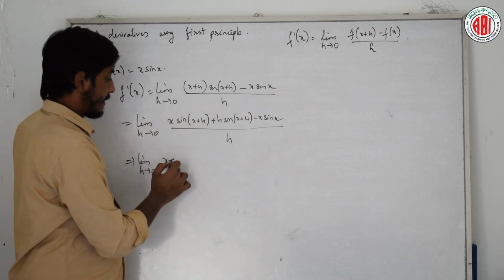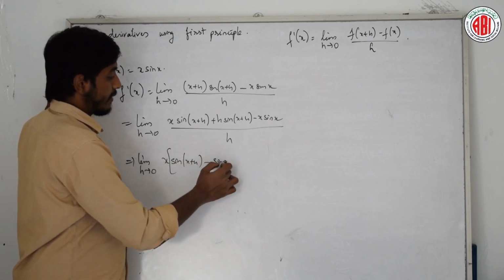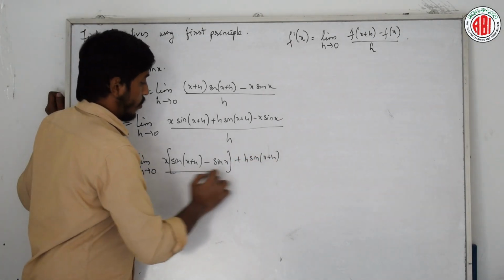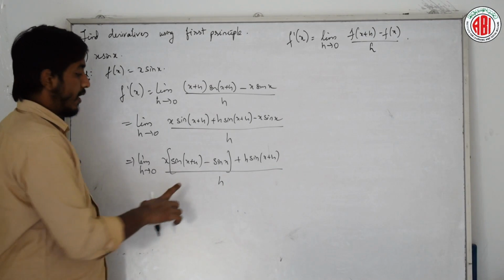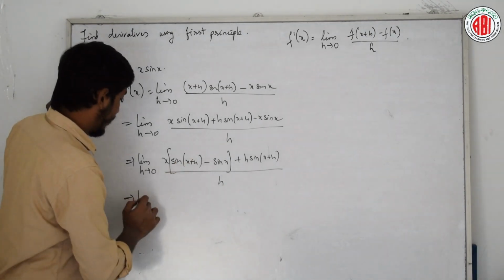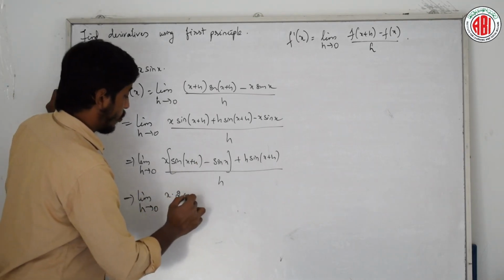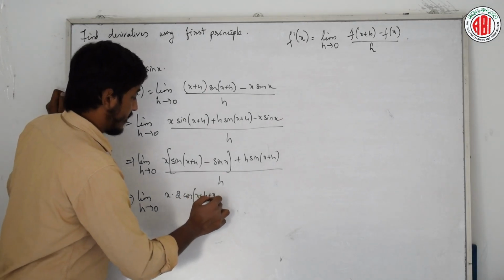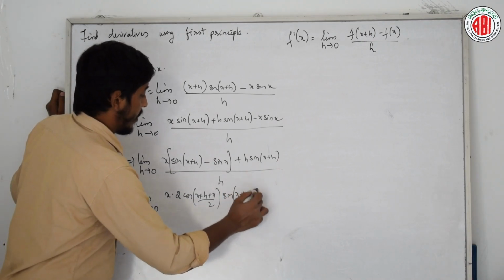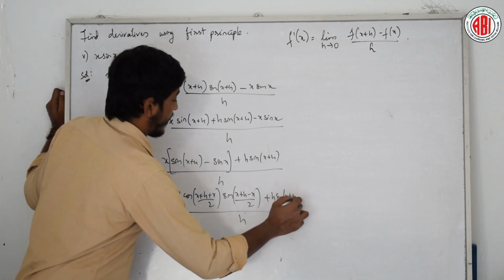Okay, limit h tends to 0, x sin(x+h) minus sin x plus h sin(x+h), whole divided by h. Now again, what is the formula of this, sin c minus sin d? Tell me what is the formula. Limit h tends to 0, x into sin c minus sin d, which is 2 cos((c+d)/2) sin((c-d)/2), whole divided by h, plus h sin(x+h).